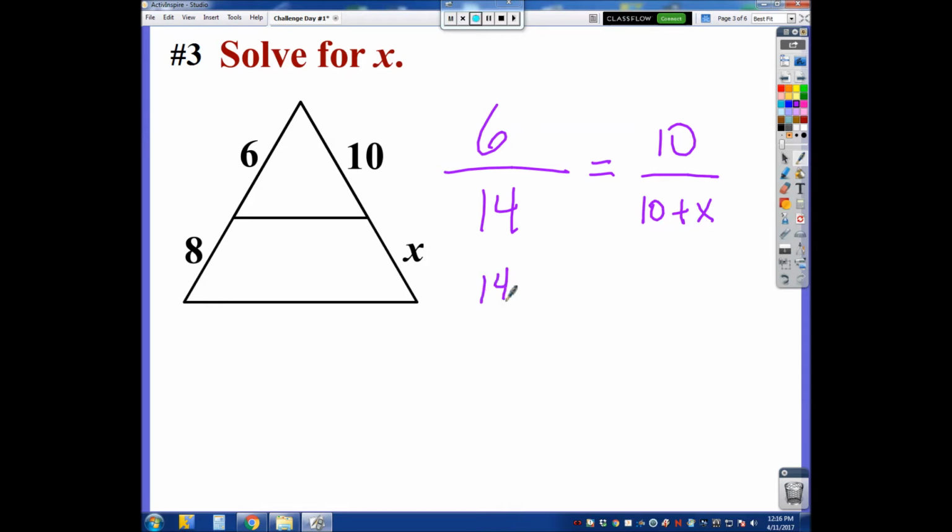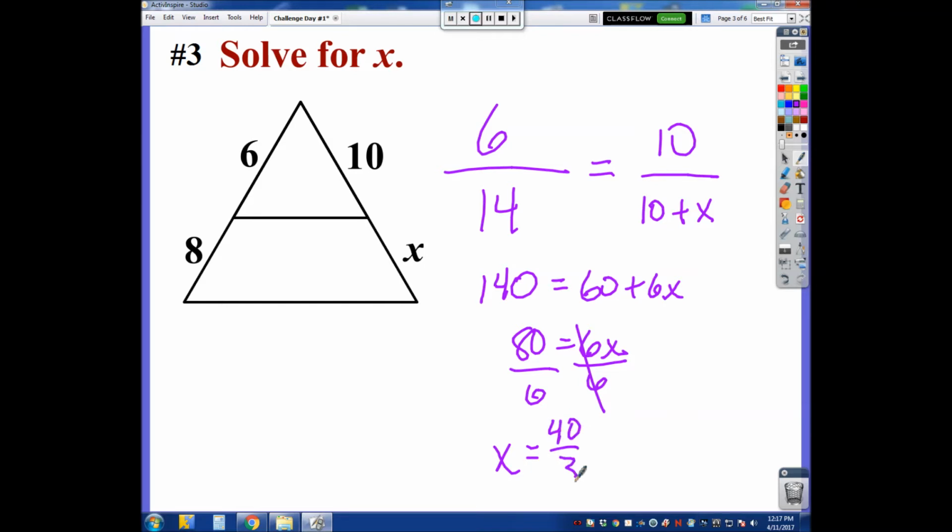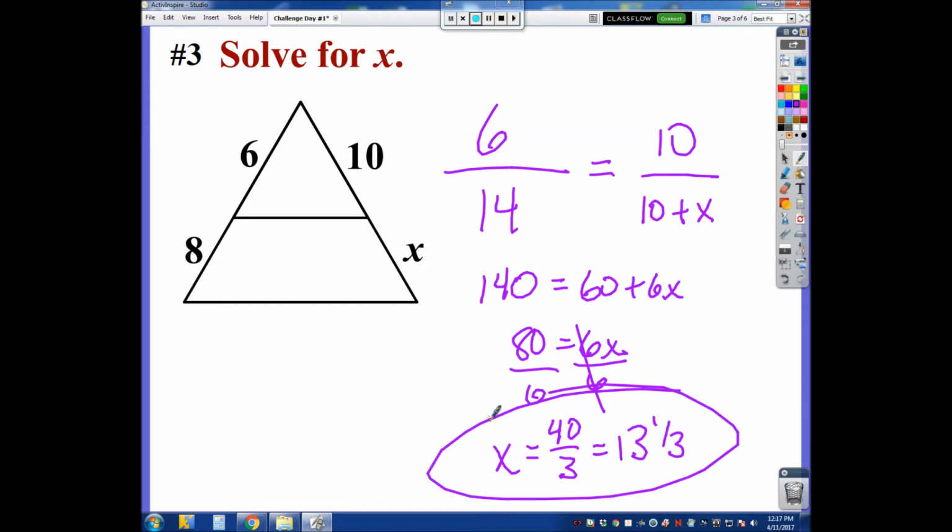And so we're going to cross multiply. 14 times 10 is 140, and then distribute the 6 to the 10 and the x and get 60 plus 6x. Subtract the 60 over and get 80 equals 6x, and then divide both sides by 6. So x must be, if I were to simplify this fraction, 40 thirds, or 13 and a third, or 13.3 repeating, and they'd go, that's my answer.